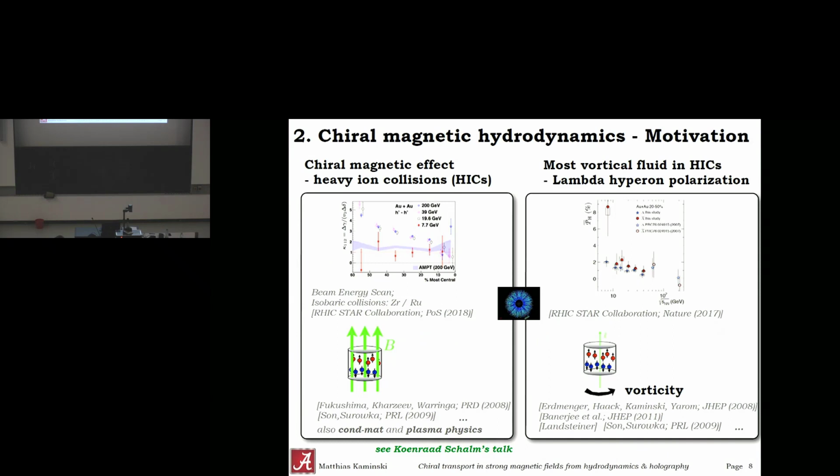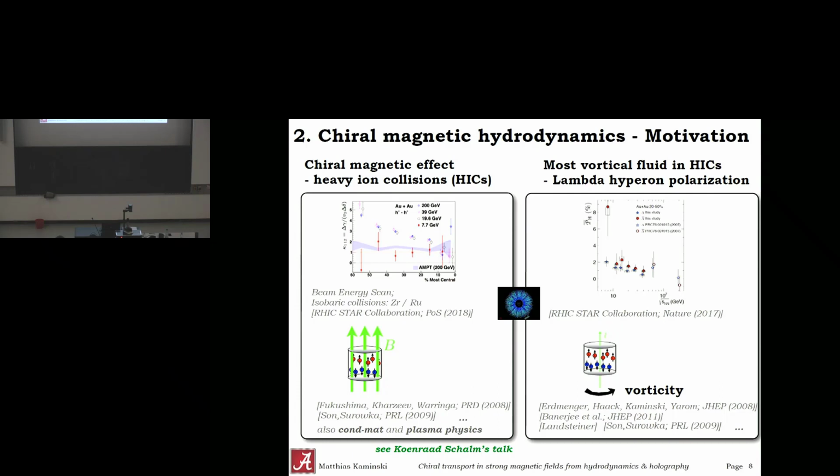Now, let me motivate why I would want to use this type of framework, holography on one hand side and hydrodynamics on the other hand side, in this particular setting where you have a strong magnetic field around. My motivation comes from heavy ion collisions, from experiments. So I'd like to derive a general systematic form of chiral magnetic hydrodynamics because you have in heavy ion collisions effects. I know that you cannot see this very well. The point is really just there's data on this plot.